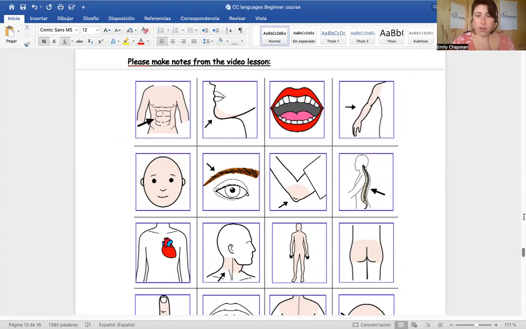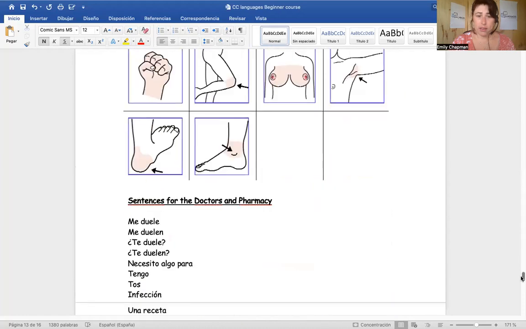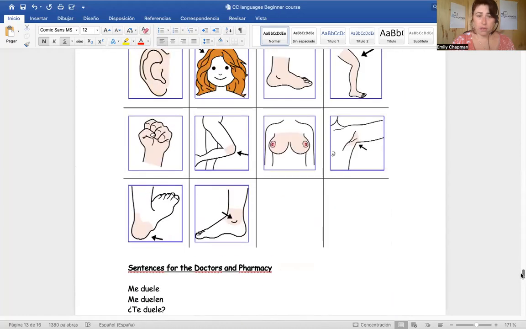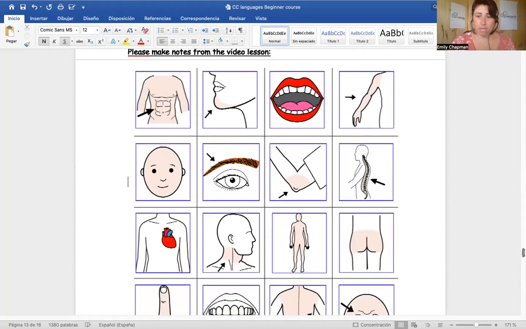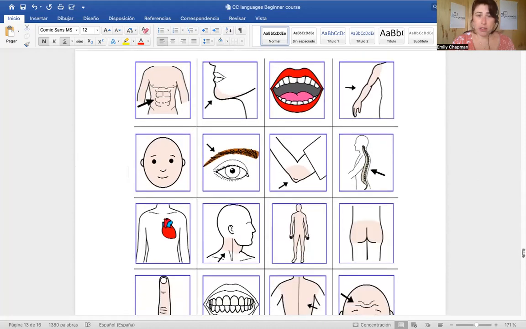So here we've got some other parts of the body for you to take note of also. So I'm going to do these in Spanish. I'm also going to tell you the English translation and you can take notes of the English yourself.